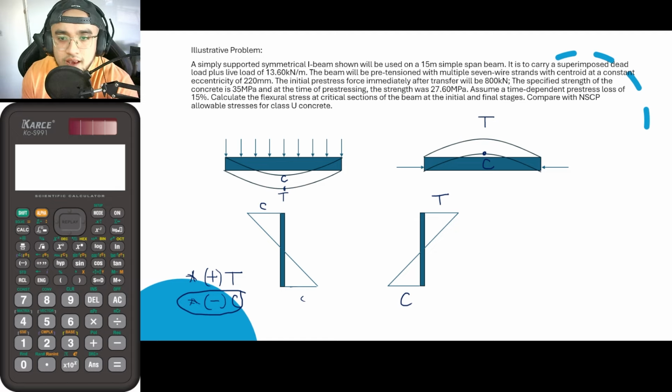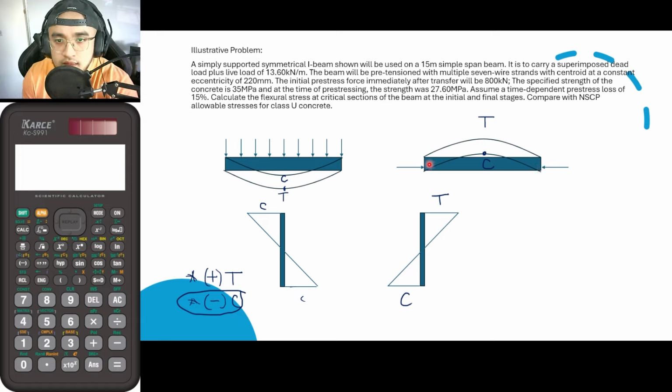Okay, but the thing is here, we are not yet done. Because aside from this beam being bent in this manner, it is also subject to an axial force. As you can see, this force here is parallel to the cross-sectional area of this beam.